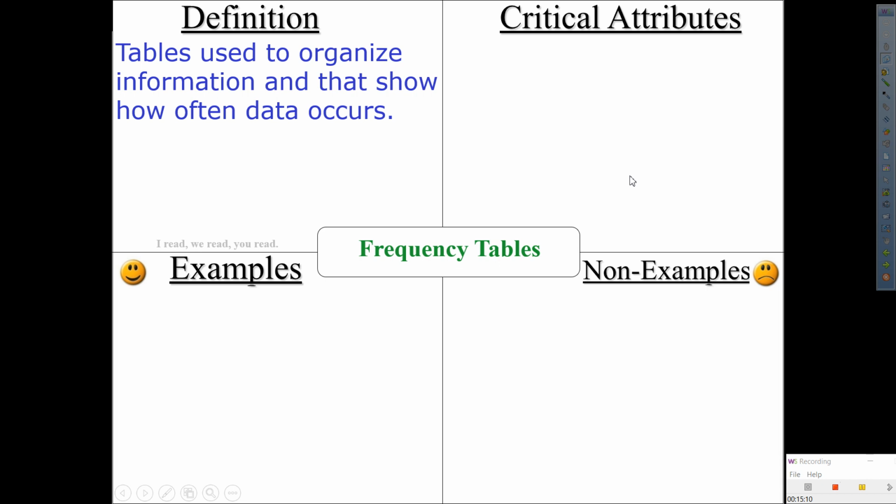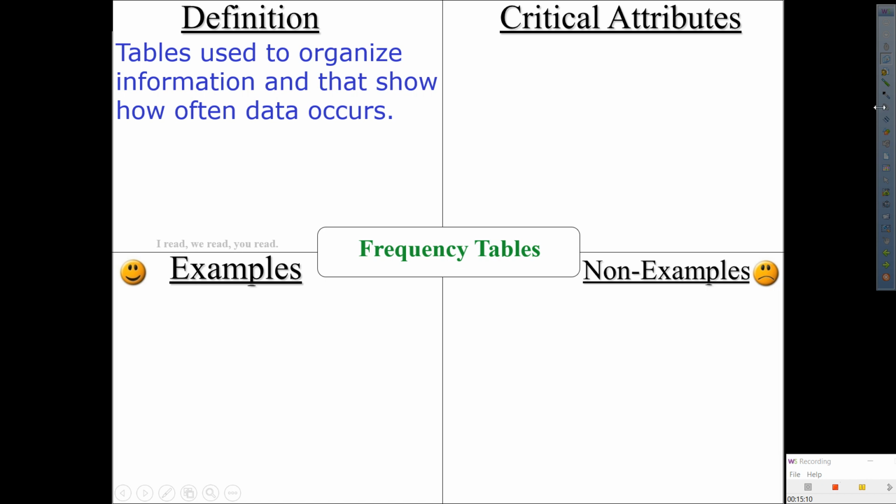Write this in there. Frequency tables. Today we're going to be focusing on frequency tables. So we're going to be focusing on two types, one-way frequency tables and two-way frequency tables. However, what are frequency tables? Definition: tables used to organize information and that show how often data occurs.